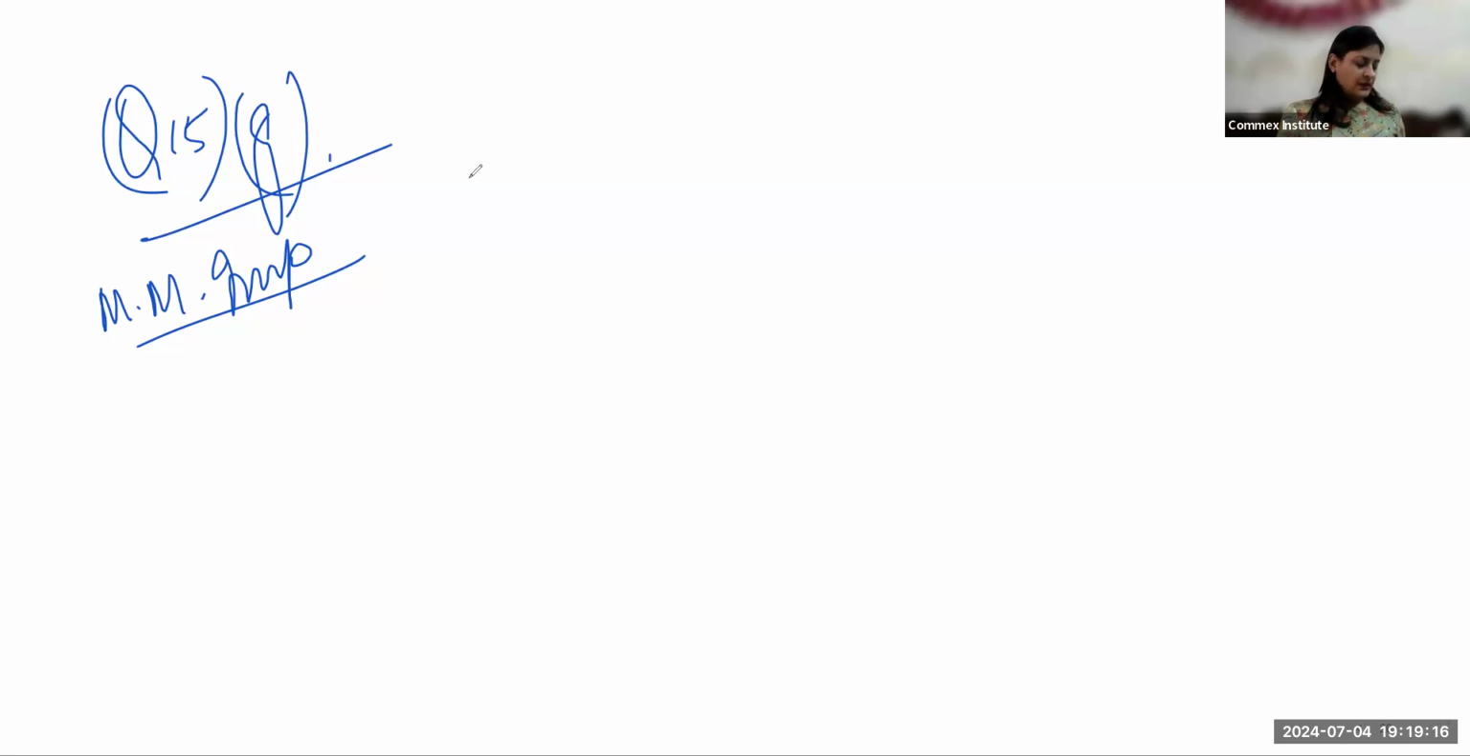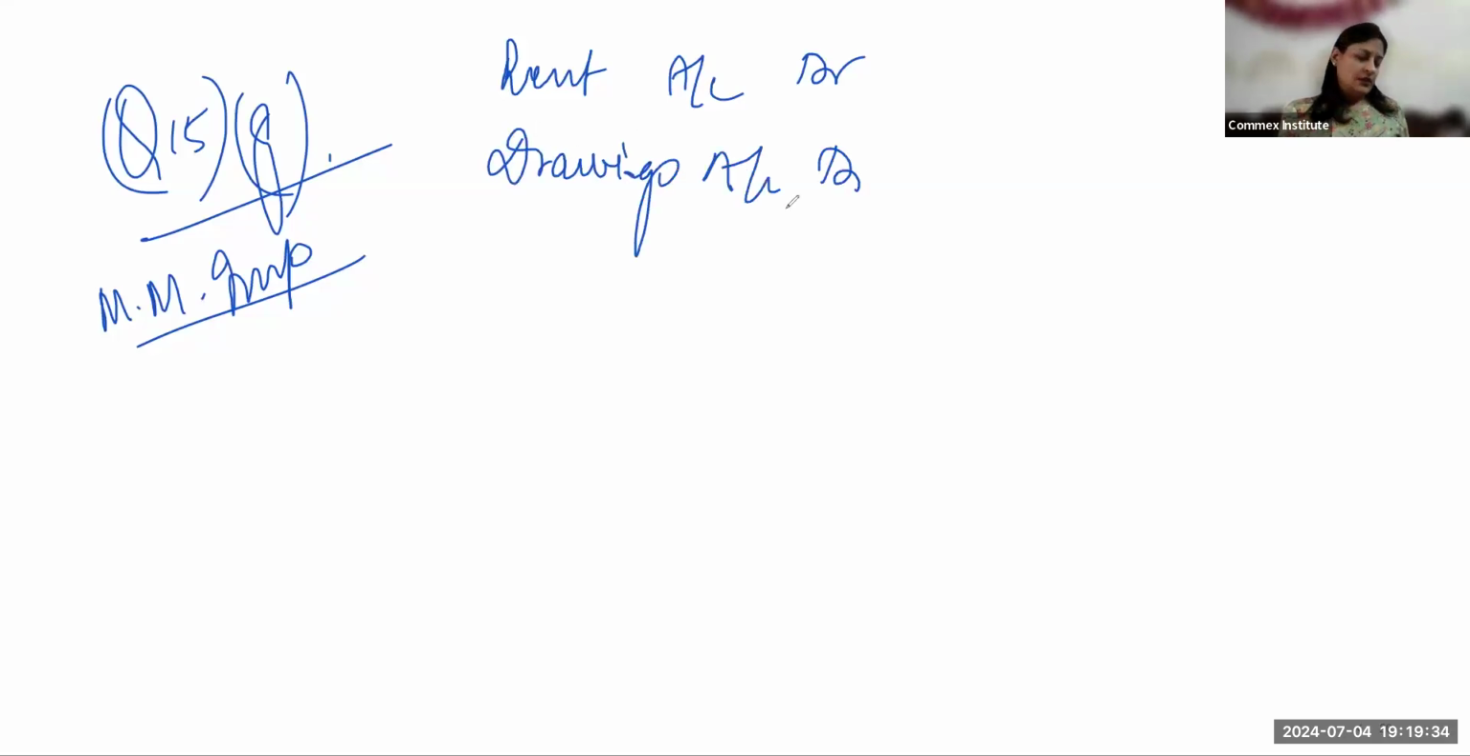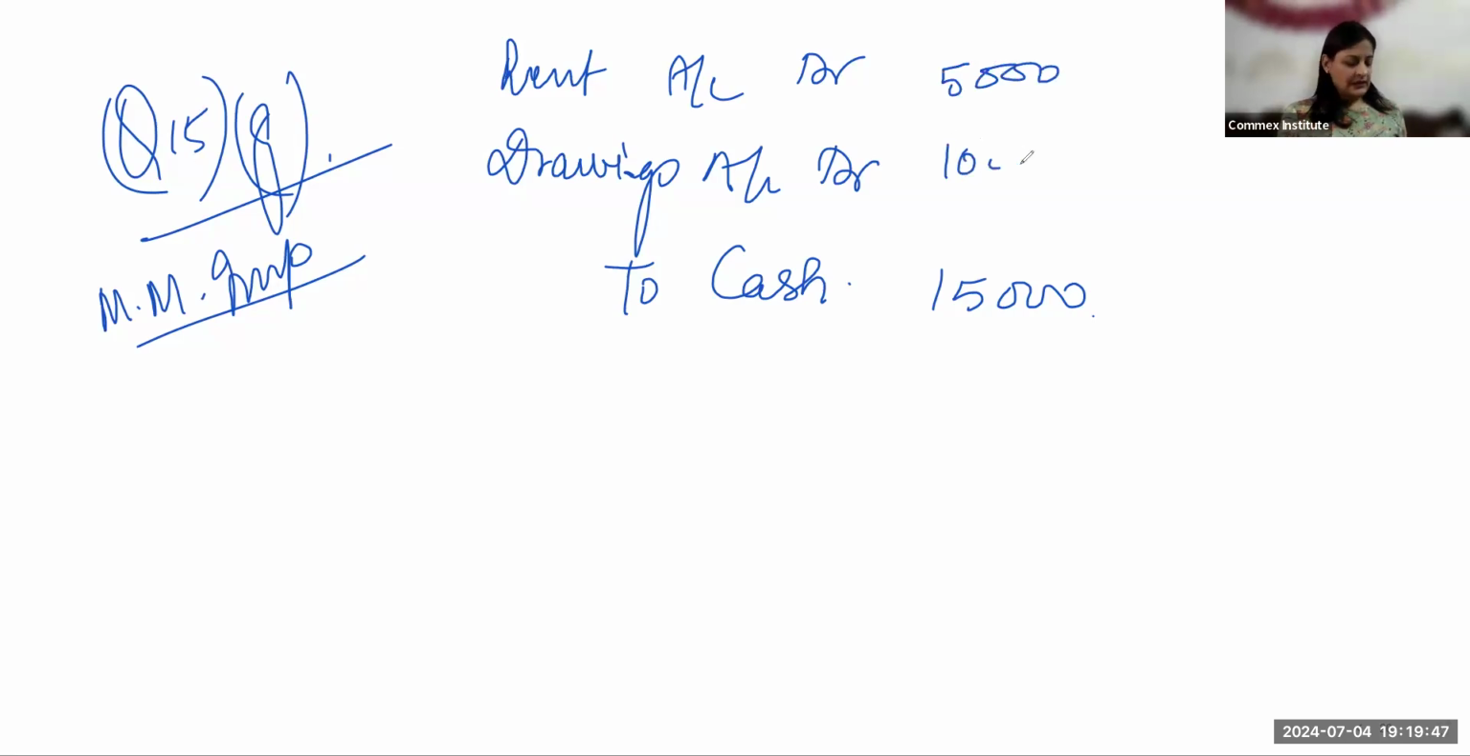Okay, Ananya. Paid rent 15,000. 2/3 of the premises is occupied for own use. So 2/3 would be drawings and 1/3 would be rent. So it'll be rent account debit, drawings account debit to cash 15,000. 5,000 is the office rent. Remaining 10,000 is his personal residence. Okay, very important.